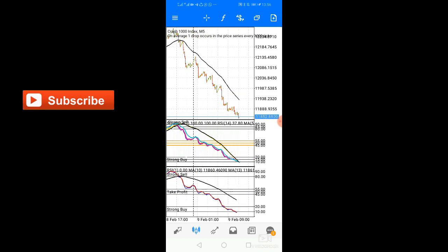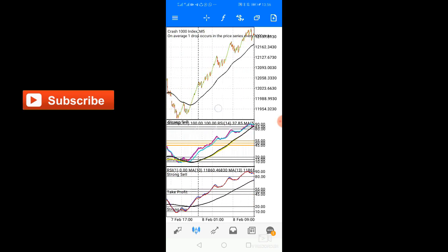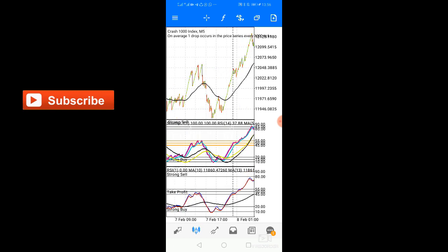Here the market is still running. You can see the current Crash 1000 has been falling all morning. So where do you exit? Let me go back and find you guys an exit. You would look for something like this to exit.